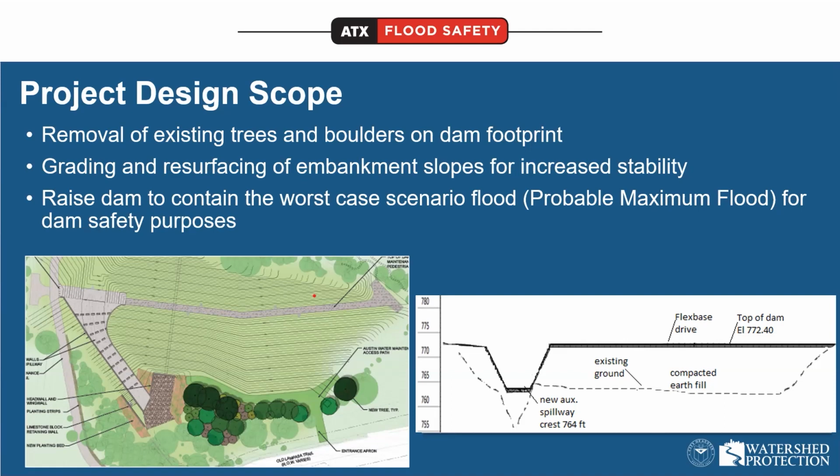For dam safety purposes, you don't really want to have any of those trees on the dam because the roots can create pathways for the water to get through the embankment, and that over time can cause the structure to fail.